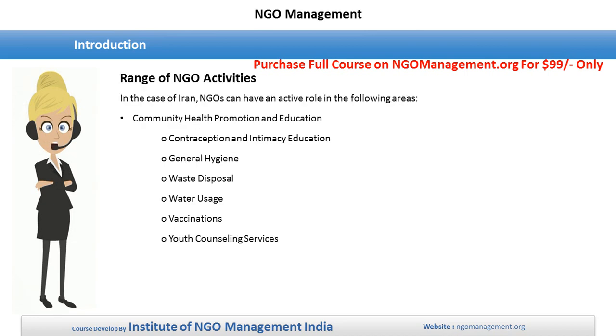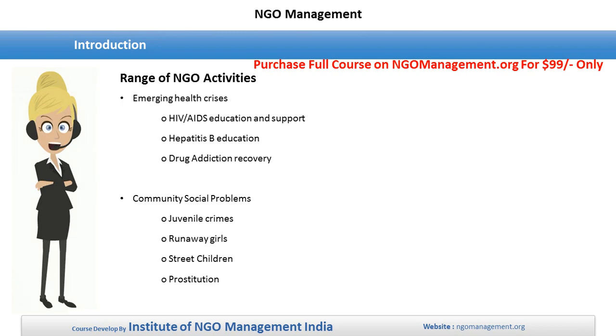Range of NGO activities. NGOs can have an active role in the following areas: community health promotion and education, contraception and intimacy education, general hygiene, waste disposal, water usage, vaccinations, youth counseling services, emerging health crises, HIV/AIDS education and support, hepatitis B education, drug addiction recovery, community social problems, juvenile crimes, runaway girls, street children, prostitution.